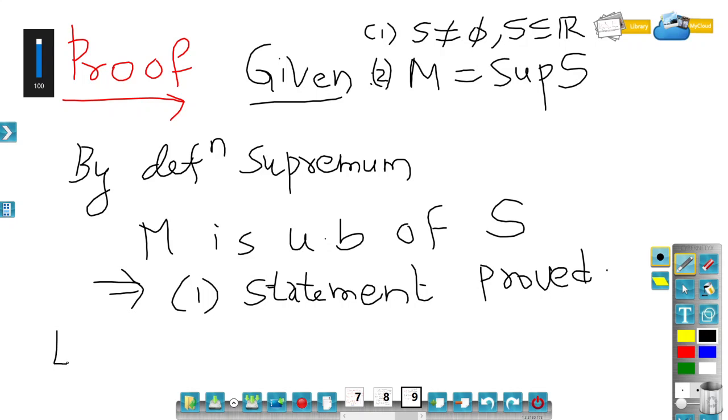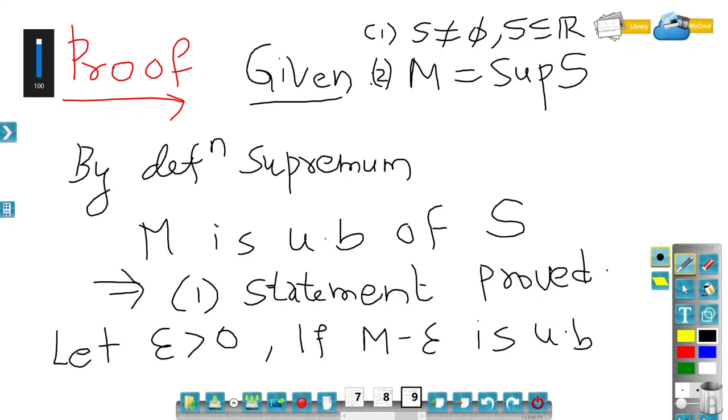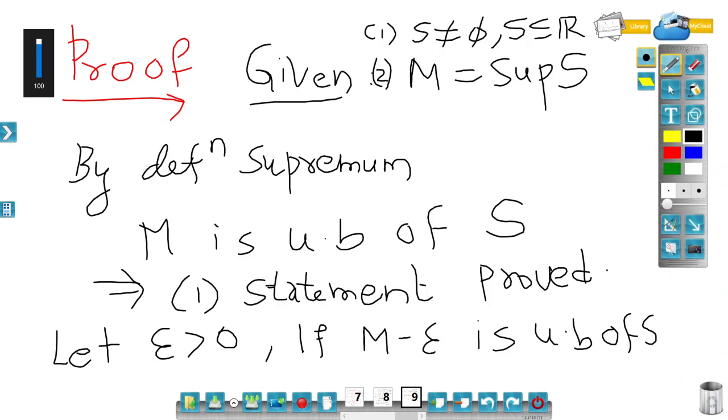So let epsilon be any positive real number. Assume that epsilon is greater than 0. Suppose M minus epsilon is an upper bound of S. But it is given that M is the supremum of S. So M minus epsilon is an upper bound and M is the supremum. When I say M is the supremum, M is the least upper bound.